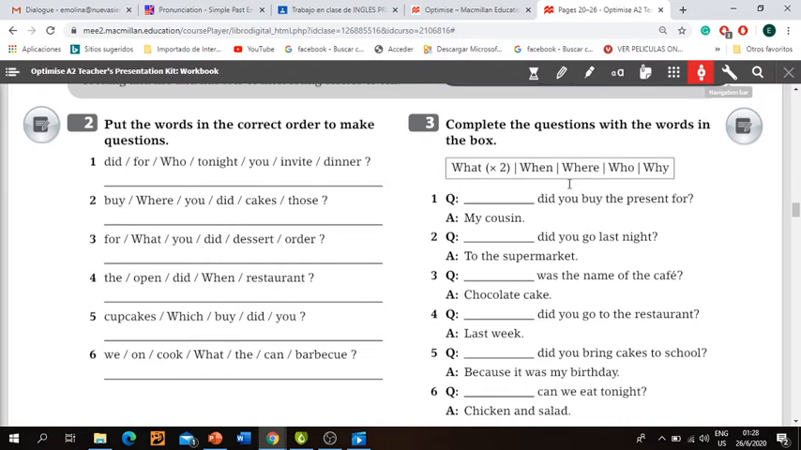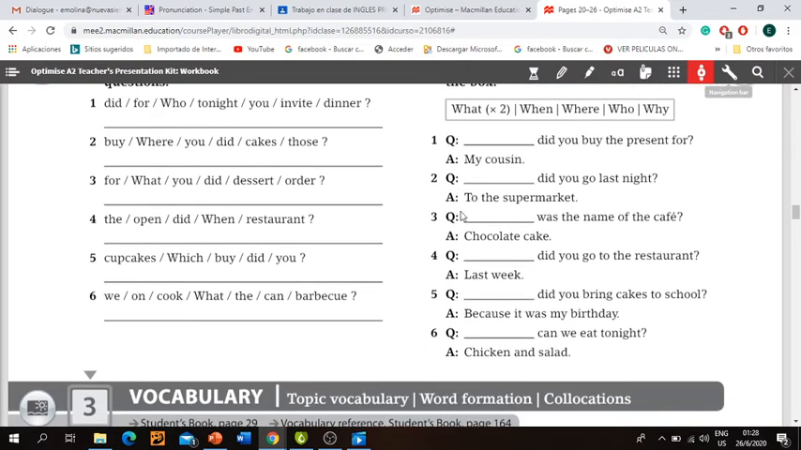What about this one? Where did you buy the present for? The answer is still my cousin, it's a person. So, and remember that where is for places. So it's not that one. Who? Who did you buy the present for? Yes, okay, because we use who for people. So who did you buy the present for? My cousin. Okay, ¿para quién compraste el regalo? Para mi primo. Okay, continue with all the other points you have. This is everything you have to do.